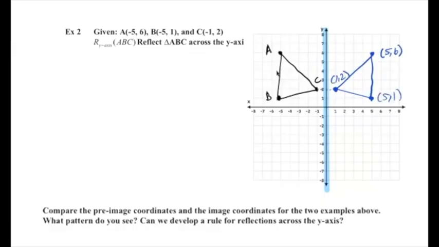And look at our new points compared to our old points. This is A prime, B prime, C prime. A prime is 5, 6. B prime is 5, 1. And then C prime is 1, 2. If you notice what's happened this time, when we flip it across the y-axis, we changed all the x values this time.